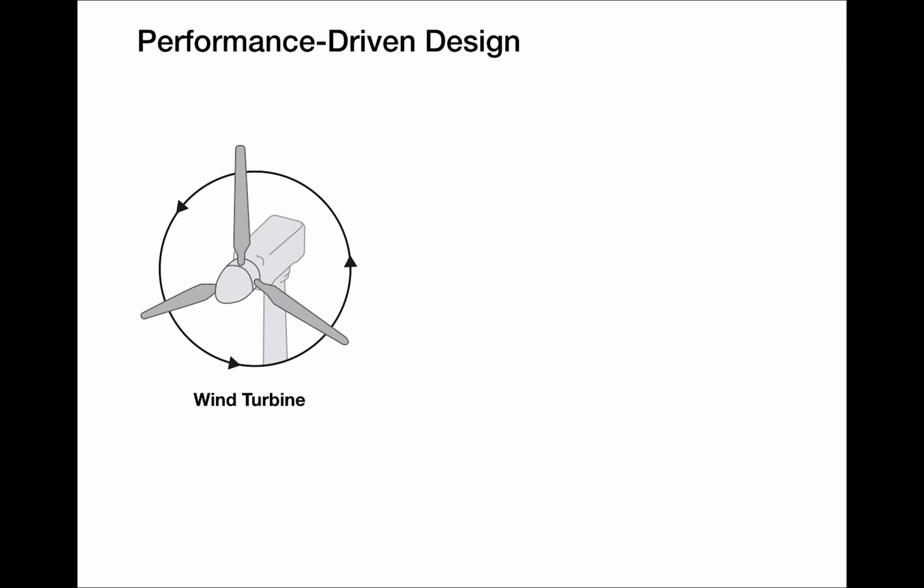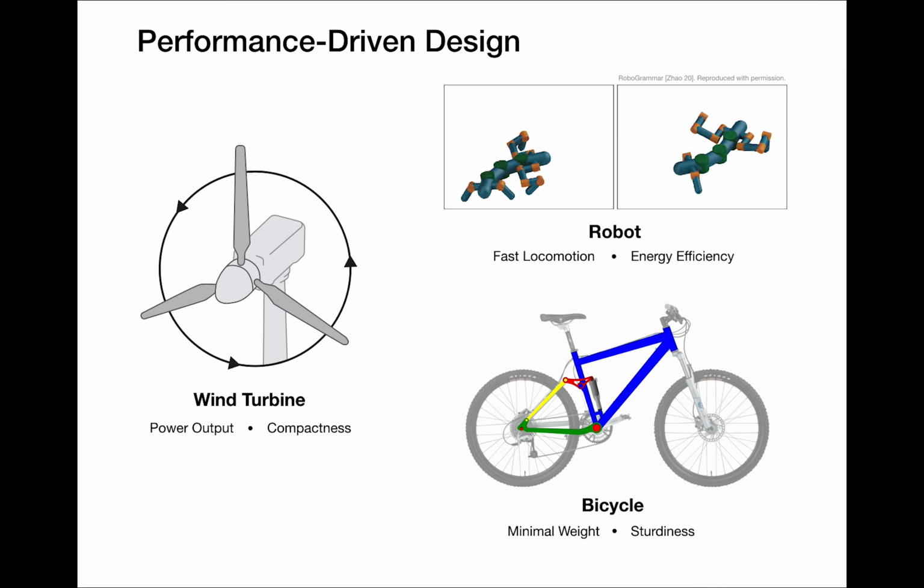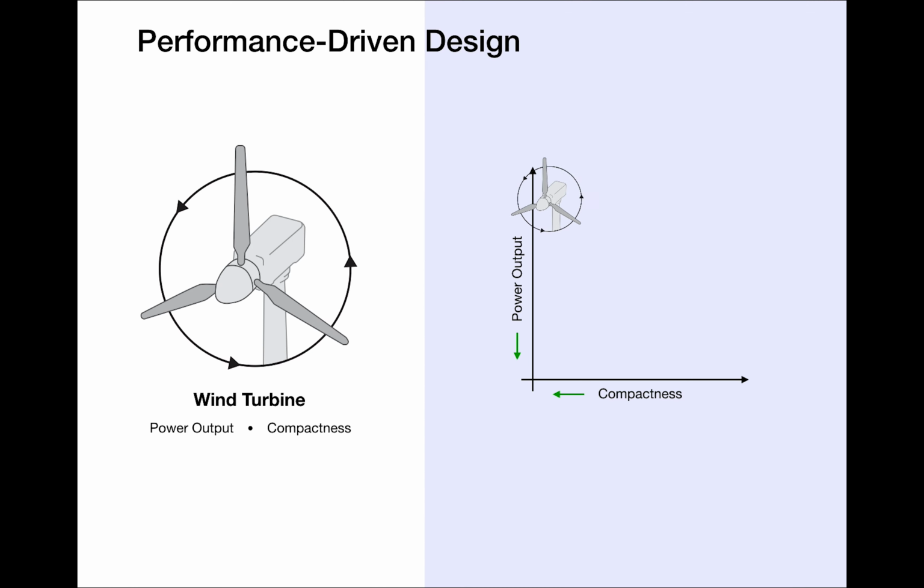Most manufactured objects are designed with a set of high-level functional goals in mind. Wind turbines should be compact with high power output, bicycle components should be lightweight and sturdy, and this robot should have fast, precise locomotion with little energy consumption. These goals typically conflict. Longer turbine blades can extract more energy, but they are heavier and less compact.